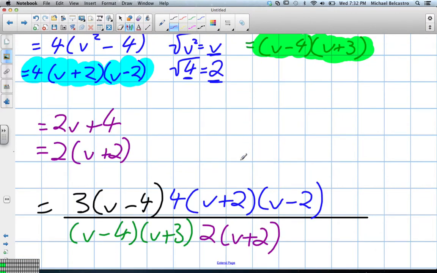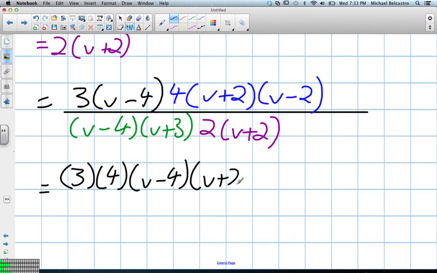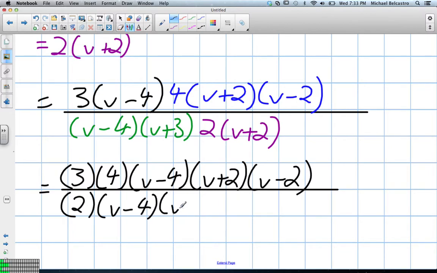Okay, so what that means for us is, though it looks a bit sloppy, we're going to move all the coefficients to the front and brackets at the back, okay? So the 4 is going to come to the front. So I have 3 times 4 times v minus 4 times v plus 2 times v minus 2. We've got a whole lot of factors here, okay? And then the other coefficient is 2 times v minus 4, v plus 3.